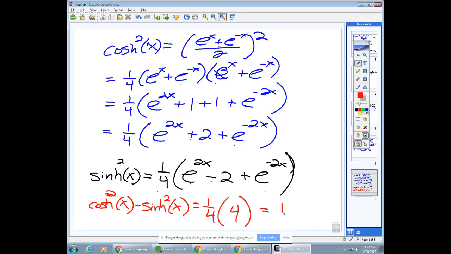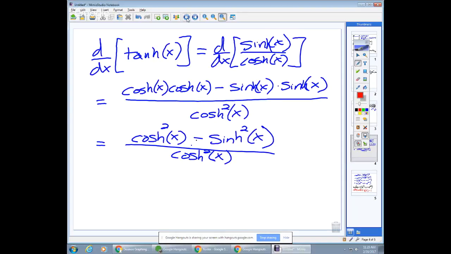Whoa. Okay, so this is one place they deviate a little bit. In regular trig, it's cosine squared plus sine squared is 1. In hyperbolic trig, it's cosine squared minus sine squared is 1. Can't be perfect everywhere. So back to this page, we now know that we have 1 over the cosh squared.